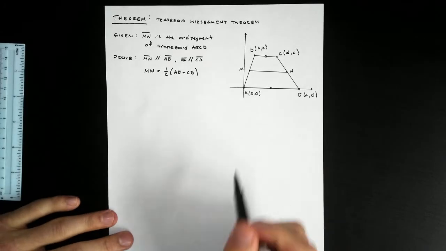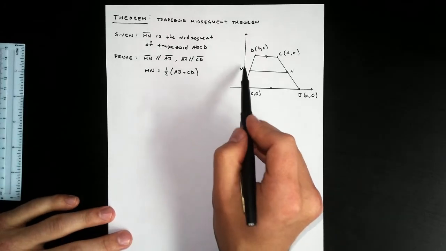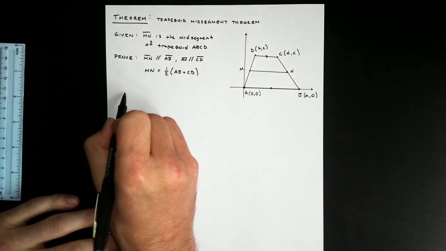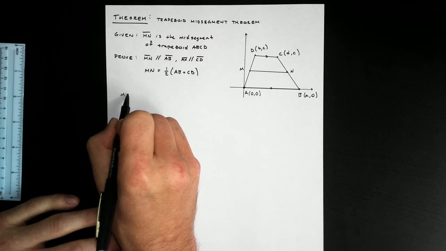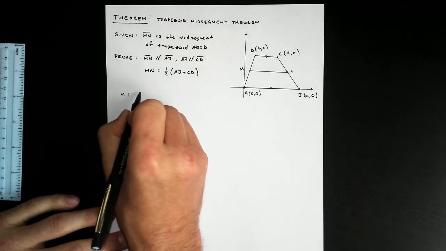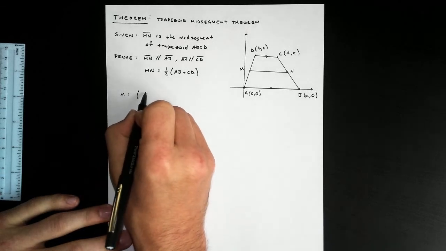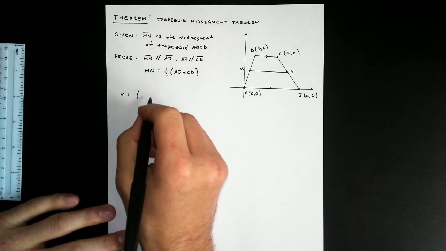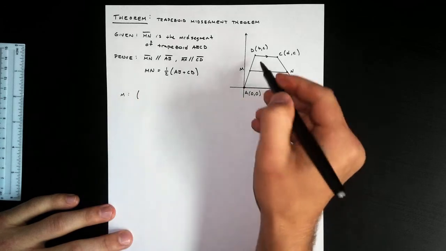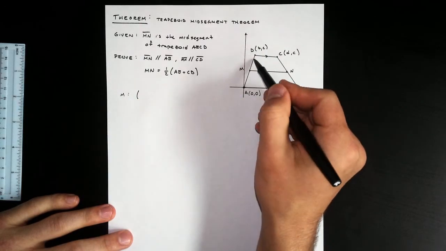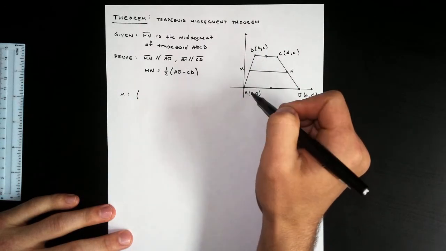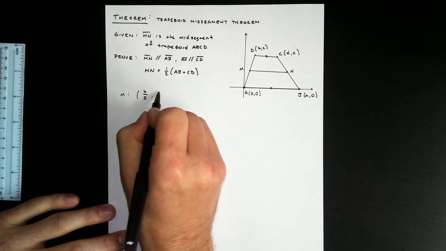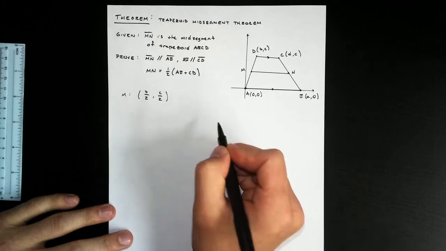Okay, now the first thing I need to do is I want to find the coordinates for M and N. And these are both midpoints. So this is a midpoint. Formula for the midpoint, we add the x's together, divide by 2, add the y's together, divide by 2. So for AD, we got b plus 0 and c plus 0. So this is b over 2 and c over 2.